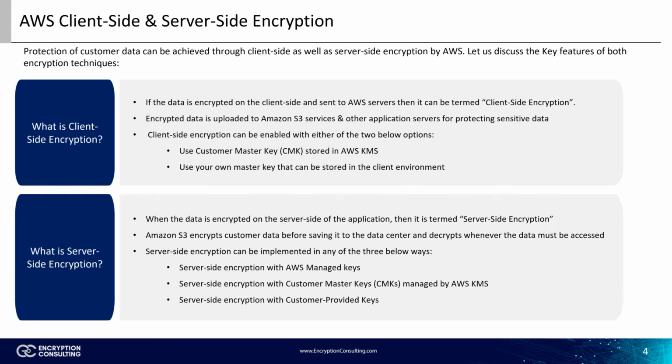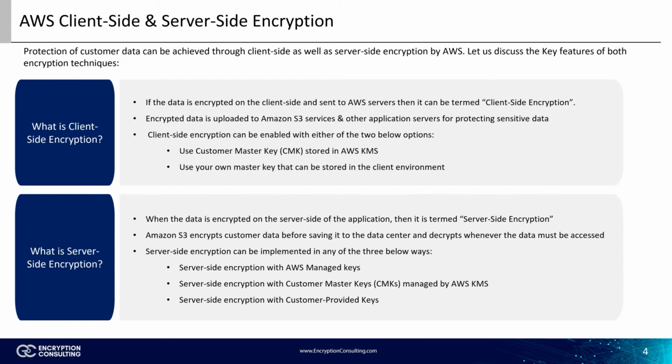Now, let us understand at a high level client-side and server-side encryption in AWS. What is client-side encryption? If data is encrypted on the client side and sent to AWS servers, then it is termed client-side encryption. Encrypted data is uploaded to Amazon S3 services and other application servers for protecting sensitive data. Client-side encryption can be enabled with the following two options: using customer master keys stored in AWS KMS, or using your own master key that is stored in a client environment.